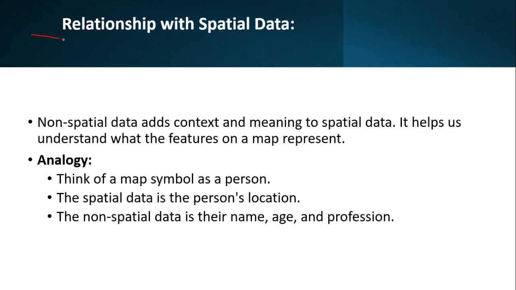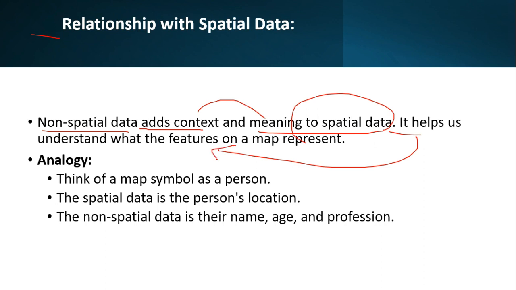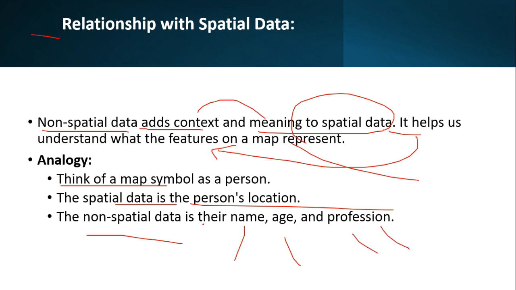So what is the relation of non-spatial data with spatial data? Non-spatial data adds context and meaning to spatial data. It helps us understand what the features on a map represent. For example, think of a map symbol as a person: the spatial data is the person's location, and the non-spatial data is their name, age and profession.